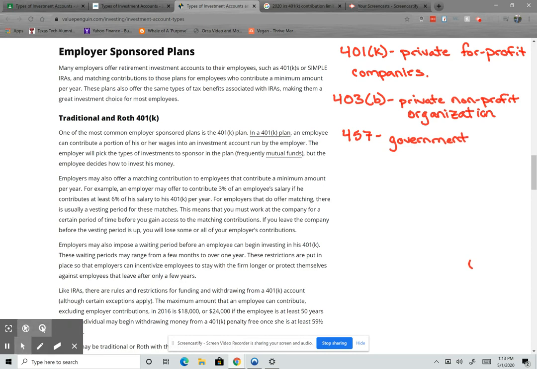Okay. The rules, just like before, there's a traditional and a Roth. General rules still apply. There is one caveat with the Roth. Okay. Roth 401k. No income limit.